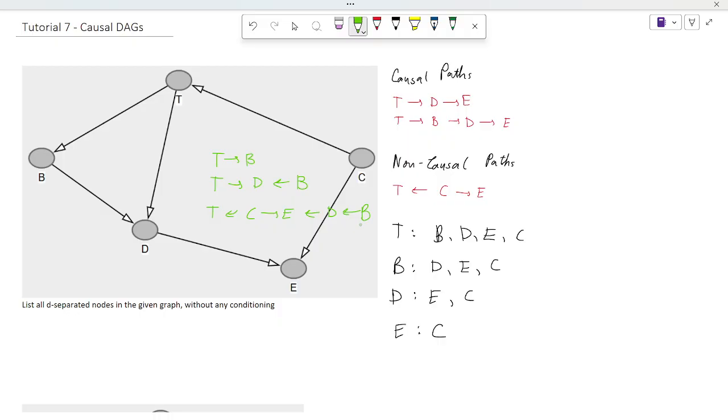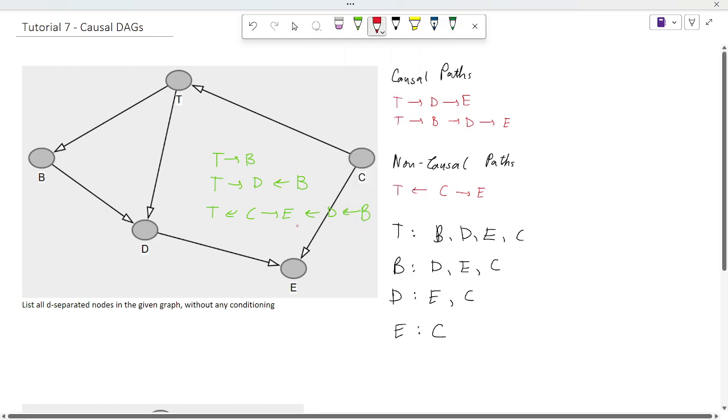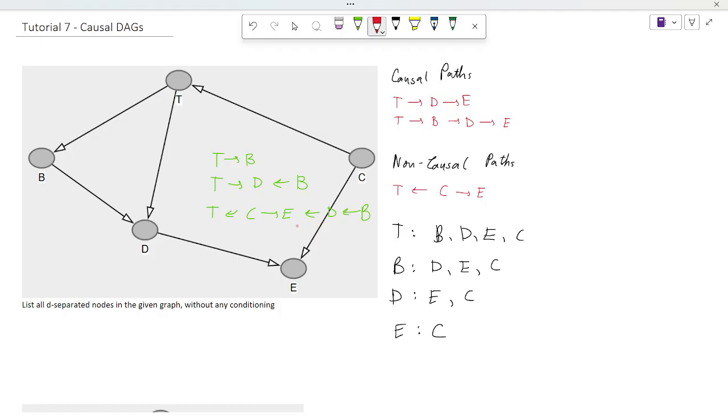And I think that's it. These are the only three paths between T and B. So once you have listed the paths, you have to check if all of those paths are blocked or not, because the condition was that either all paths should be blocked or any paths that exist should have a collider on them, right? So I'm going to start from the bottom up actually.